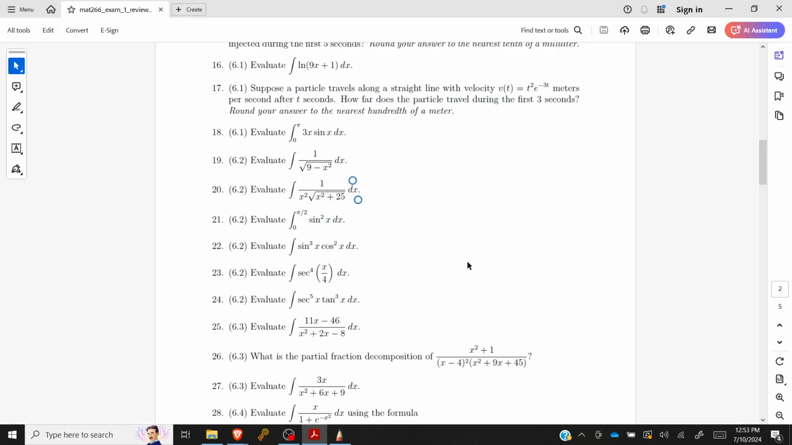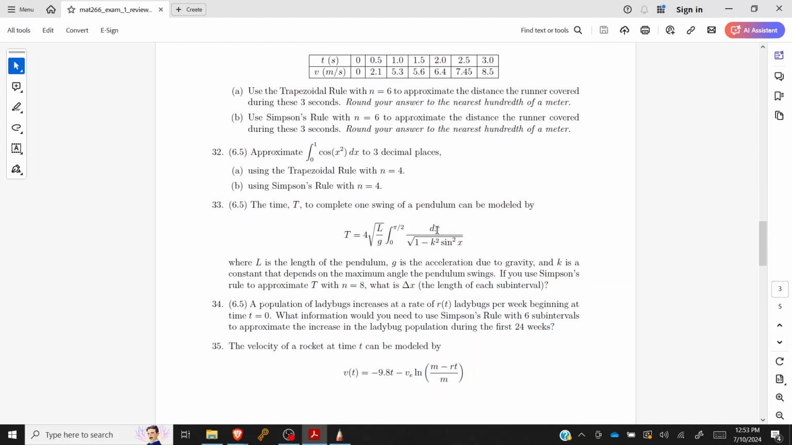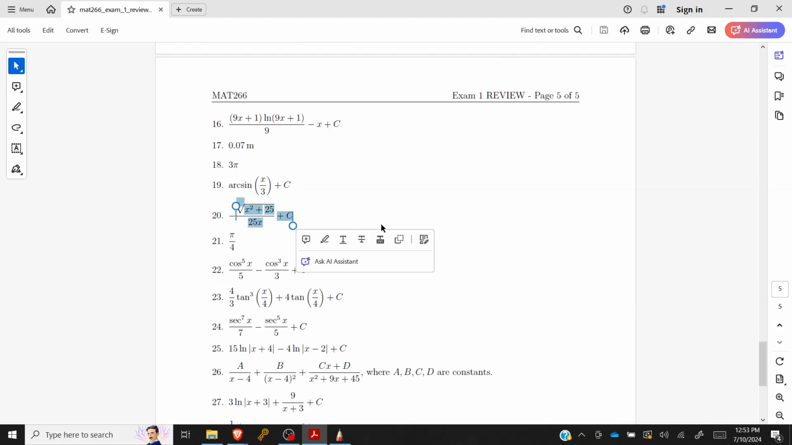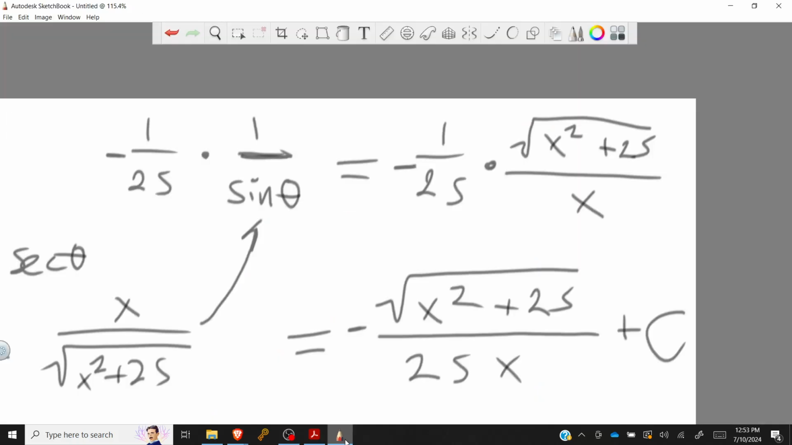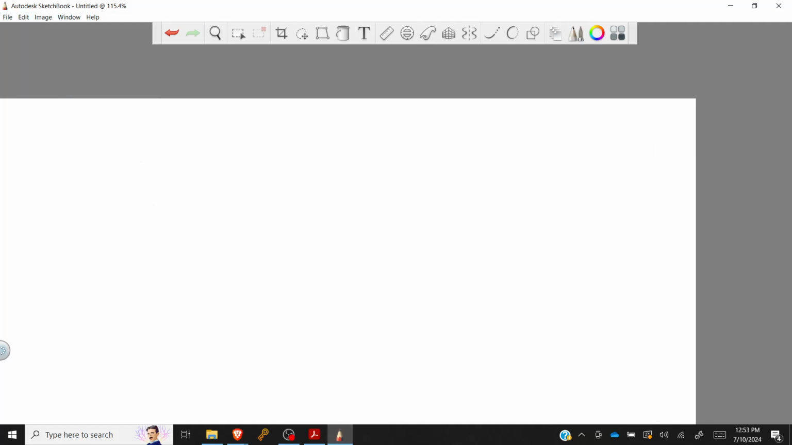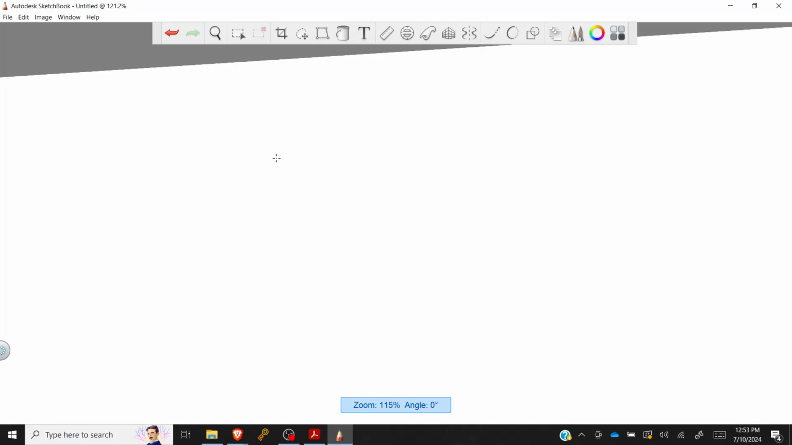I don't feel very confident in that answer, but we can definitely check. Negative the square root of x squared plus 25 over 25x plus c. Awesome. Yeah, we got there in the end. It was kind of shaky.